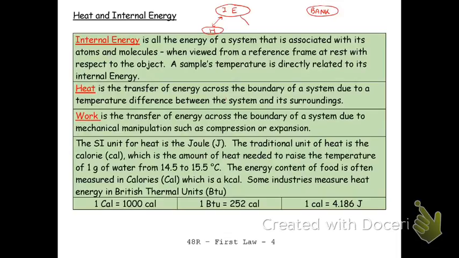And I can scrape it along the walls. I can rub it, I can hit it. I suppose I could expand it if it was a gas. And that is doing work on it, or having it do work. So you can put energy in and out through work. If you expand it, you take energy away. If you squish it, you put energy in.